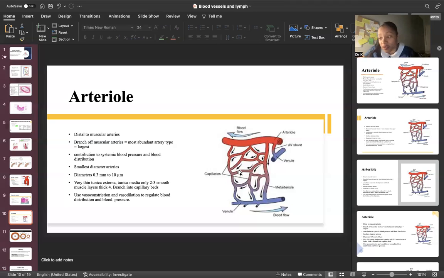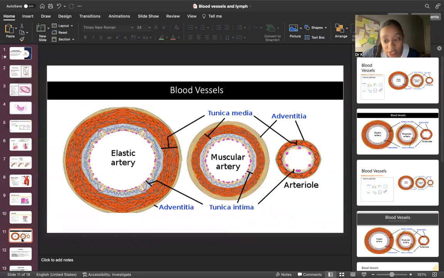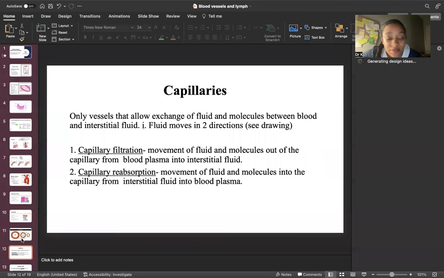And just know, because that is the case, your arterioles are going to have what? Smaller diameter, right? So just wanted to bring that home. Hopefully that makes sense.